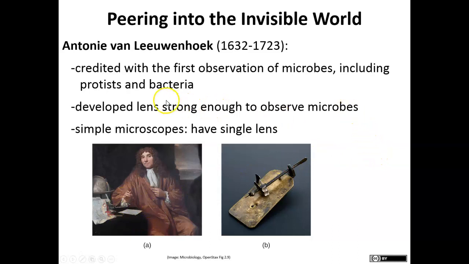He looked at water samples, he looked at teeth scrapings, he looked at semen. So he saw a lot of different materials under the microscope, things that could move. And initially, those things that could move that were super tiny, he called them animalcules. We know today that those were either the bacteria or the protists that are regularly found in water or in teeth scrapings.